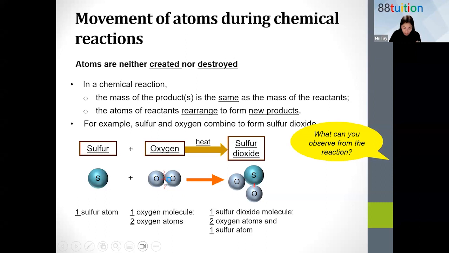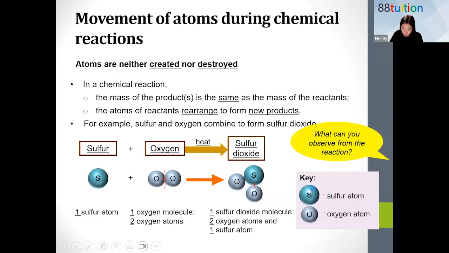If you were to count, one sulfur atom reacts with one oxygen molecule. This oxygen molecule consists of two oxygen atoms. Whatever comes out is a sulfur dioxide molecule, and this molecule consists of two oxygen atoms and one sulfur atom. So whatever goes in, the one sulfur atom and two oxygen atoms, is also coming out after the reaction. Just one sulfur and two oxygen. Can you all see that? It's always this case. Whatever goes in must come out, so the mass must be equal.